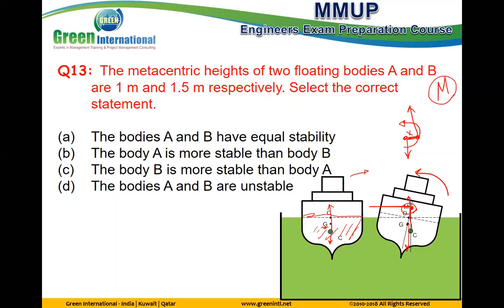And also GM, the distance from the center of gravity to the point M: when we increase this distance, the body becomes more stable. And when this distance decreases, there is less stability. Clear for all engineers?